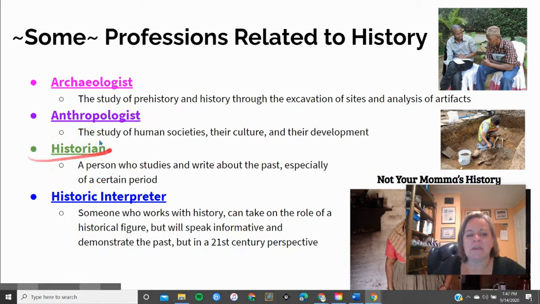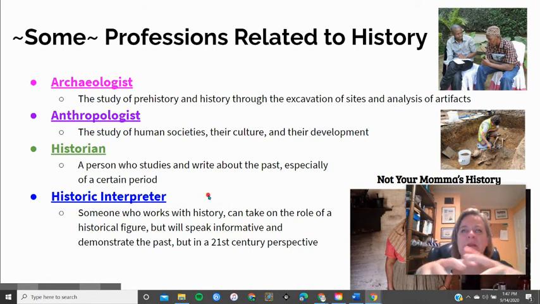A historian is someone who studies and writes about the past, maybe up here. This could be somebody who's an anthropologist, or it could be a historian gathering information. But there's somebody who studies the past and writes about it in order to be able, usually, to provide some kind of information to other people. It could be the people who are making the documentaries about things. It could be people who are writing textbooks or other books that we might read.